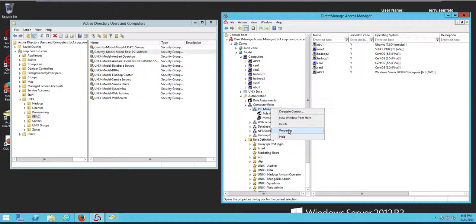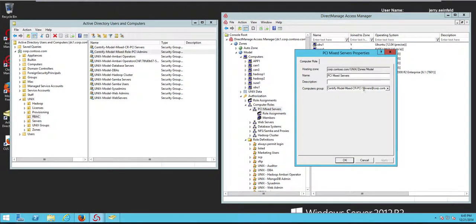After I had that, I created a computer role. The computer role is called PCI Mixed Servers. And notice that it is using the same group that I'm talking about right here.